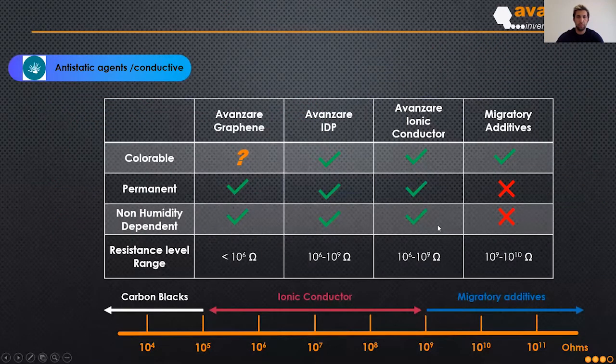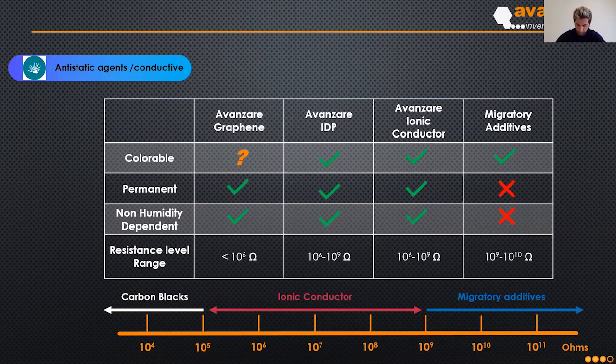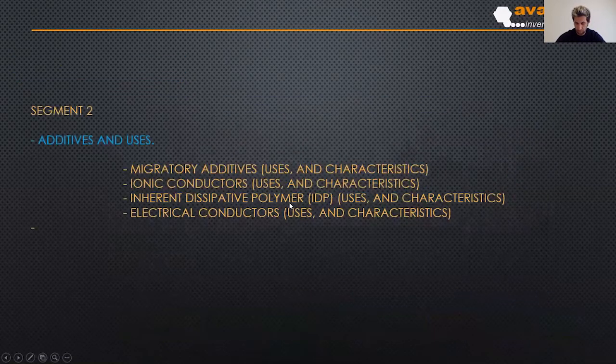This is a summary of the four technologies, and depending on your requirement, you need to go to one or to the other. Graphene, IDP, ionic conductor or migratory additives: one is not better than the other, it depends on your application. It depends on the price, the color, permanence or not, humidity dependence or not, and the resistance level. It is important to know this info.